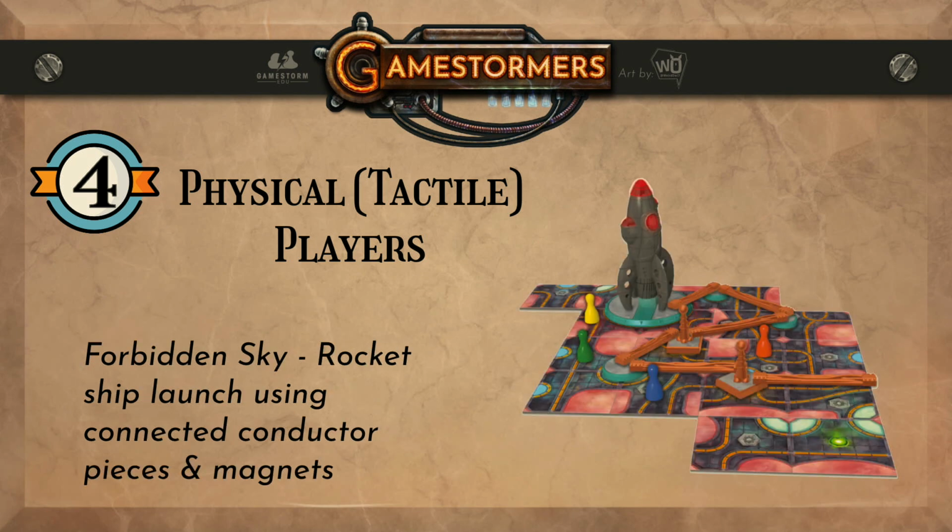A really clever game that does this is Forbidden Sky. Anybody ever played Forbidden Sky? Kind of crazy. It's in that forbidden everything world, right? Forbidden Desert, Forbidden Island kind of world. But this one actually involves you making connections. They're magnetic connections with these pieces, and it actually lights up to help launch your rocket ship. You have to make the connections in order to launch your rocket ship in this kind of futuristic sky world, right?